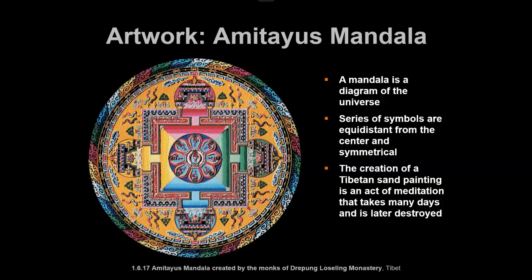In this example of radial balance, the reason that a lot of religions use radial balance is because it is tied to spirituality. These mandalas are really important because they are an act of meditation. The monks will create these, and it takes several days. These are all sand paintings done by hand. And after they're finished, they're destroyed. They're carefully destroyed. They're swept away.